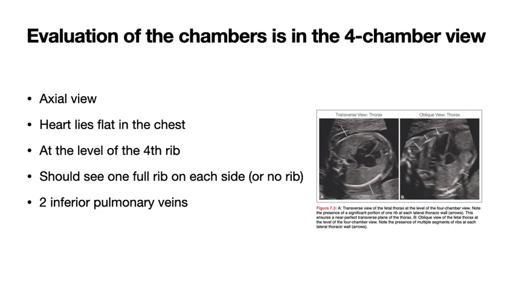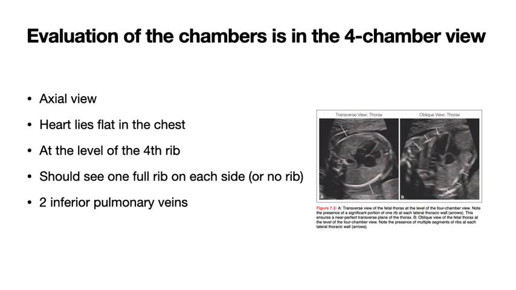Now, when you evaluate the chambers, and you're trying to figure out situs, the evaluation of chambers takes place in the 4-chamber view. And the 4-chamber view is an axial view. Now remember, the heart lies flat in the chest. So when we see some diagram of a heart, generally they have the atria up top and the ventricles pointing to the bottom of the page. But the way it actually sits in the baby's chest is not like that. Take that piece of paper with the drawing on it and turn it exactly flat. That's how it sits in the baby's chest.